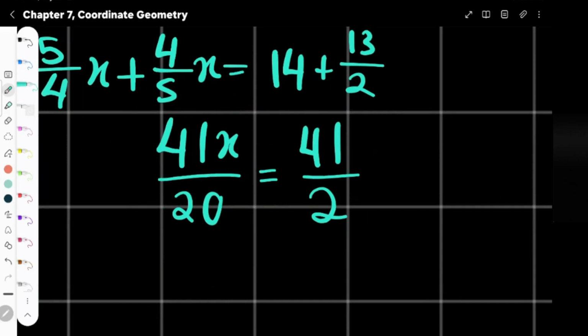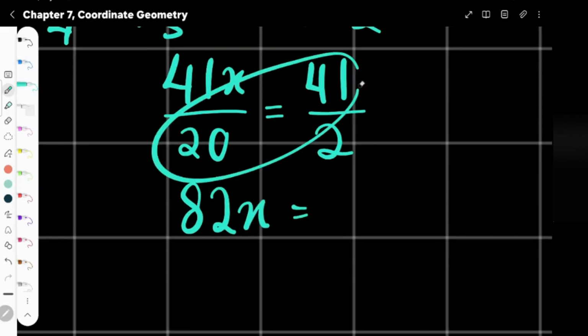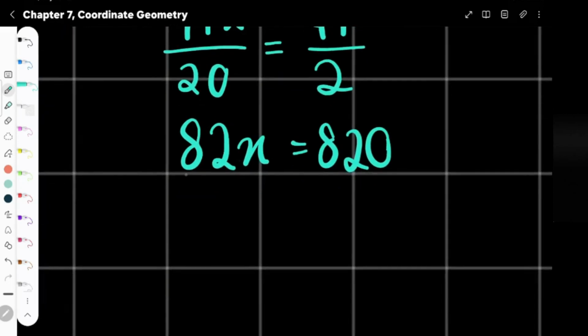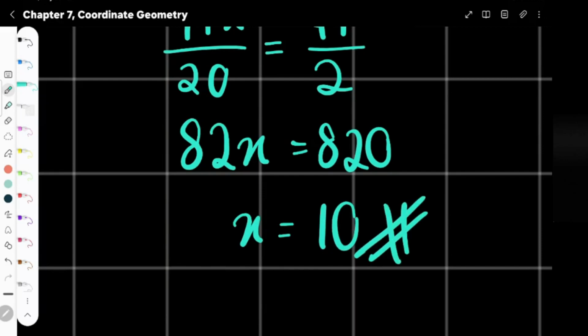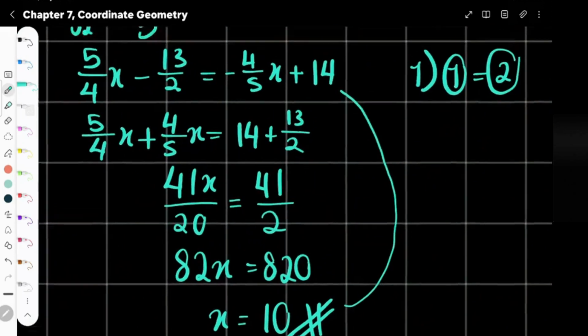41 times 2 will be 82, so 82x. 41 times 20 becomes 820. Then you divide by 82 on both sides, so x is equal to 10. You already found the value of x, but you want the y value, right? So let's substitute this into one of the equations.